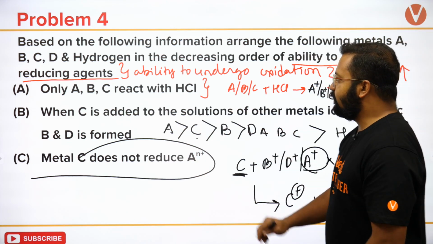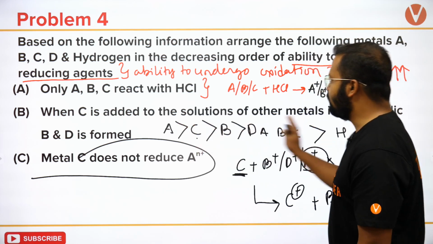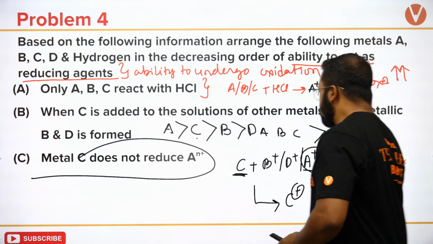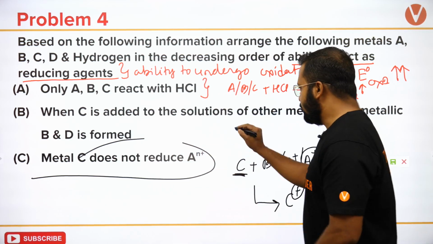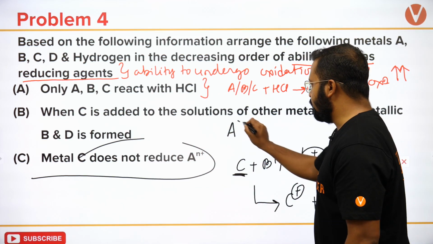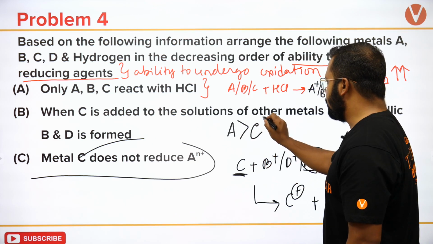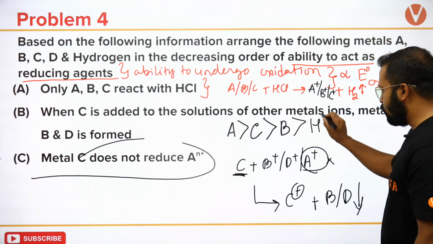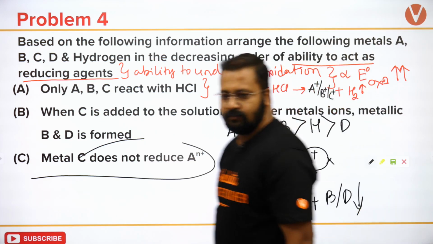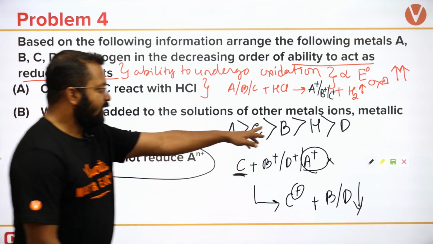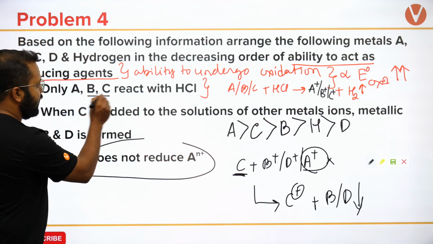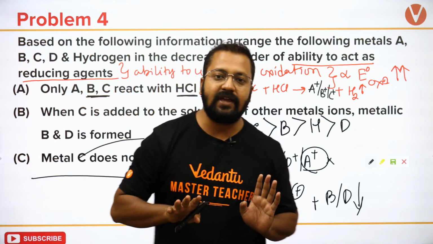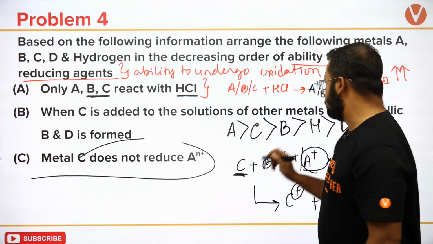Now if I want to write the full trend including hydrogen, then I will say A should be over here, C should be over here, B should be over here, followed by hydrogen, followed by D. You can see that A, B and C react with HCl, but D is not reacting with HCl. That means D is below hydrogen.